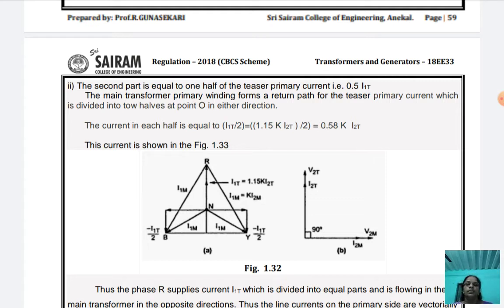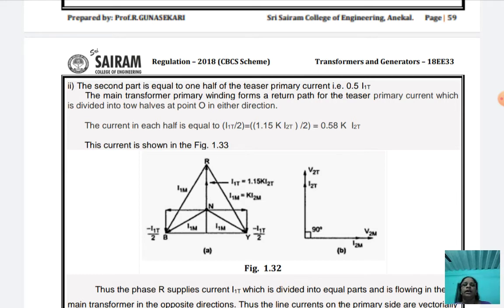You see capital RYB, the 3 phases, and then the currents. The R phase current is I1T, formula 1.15 K into I2T only, and then the Y and B phases. So in the Y phase and the B phase, the I1M current flowing is equal in magnitude, the NB line and the NY line both carry I1M. And similarly, minus I1T divided by 2 only, equally divided, that is the T-set transformer, I1T divided by 2 only.